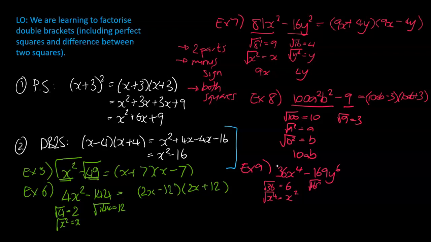We've then got to do the same for the last part. The square root of 169 is 13, and the square root of y to the power of 6 is y cubed. And that's because y cubed times y cubed is y to the power of 6. So that means we've confirmed the square root of that part is 6x squared, and the square root of this part is 13y cubed. We can then go ahead, set up our brackets. So we've got 6x squared and 6x squared as well. We're then going to go minus 13y cubed, and then we're going to go plus 13y cubed. And that there would be the double bracket for that difference between the squares example.